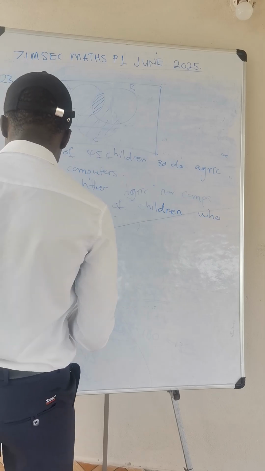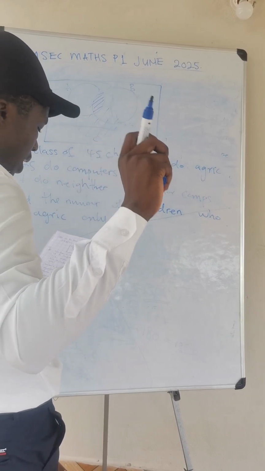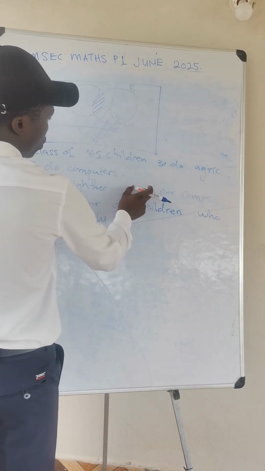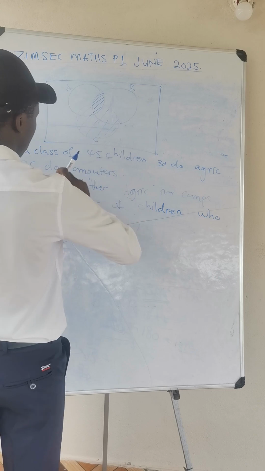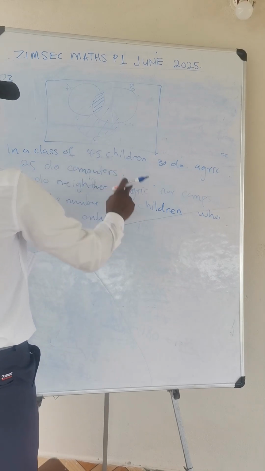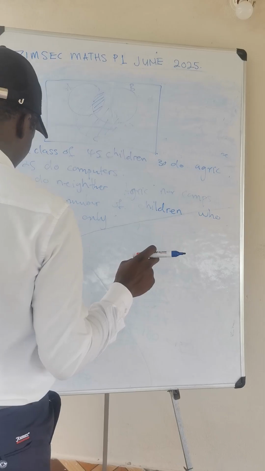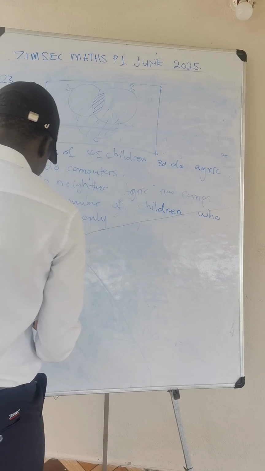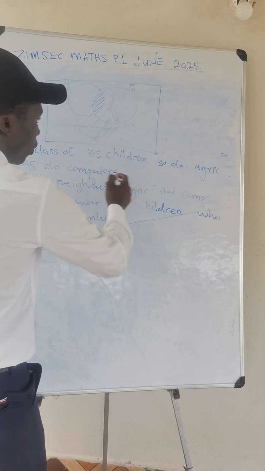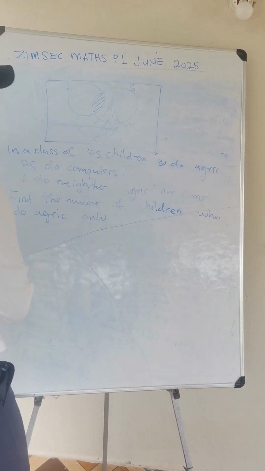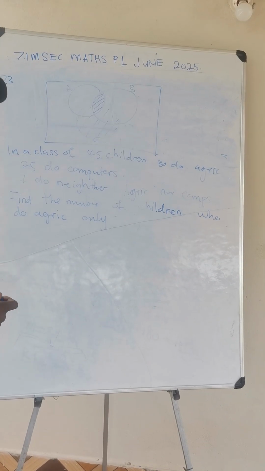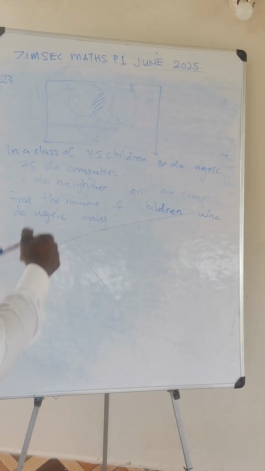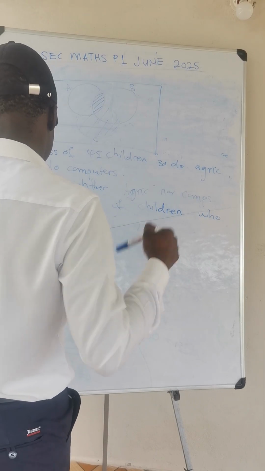So the only thing we have to do is to write the equation comparing those doing agriculture and those doing computers to the overall number of children in the classroom. This is the number of children who are doing agriculture, and this is the number doing computers, 25. It's just a class of 45 children. So here is what we can do.